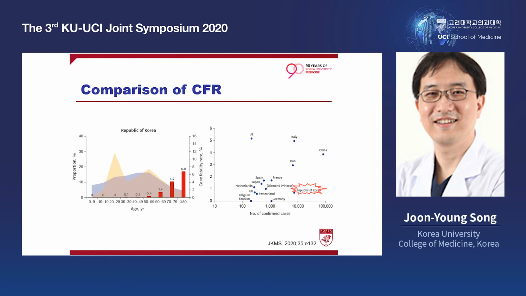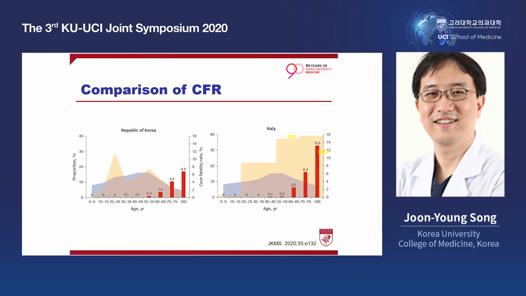Compared to South Korea, Italy and China showed significantly higher case fatality rate, up to 6 times. Italy has the highest case fatality rate because the elder population is larger than Korea, and infection occurred mainly in the elder people. In China, the young age population is higher than that of Korea, but the COVID-19 cases were concentrated in the elder population as shown here.